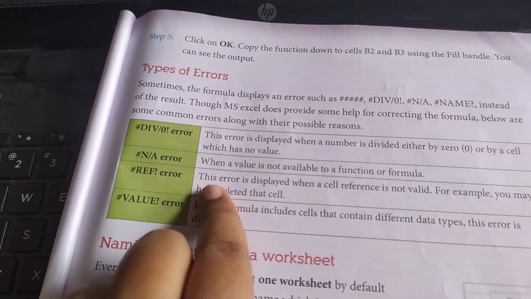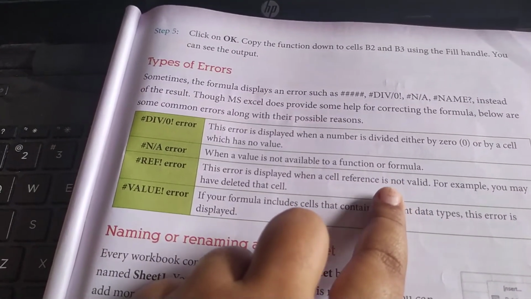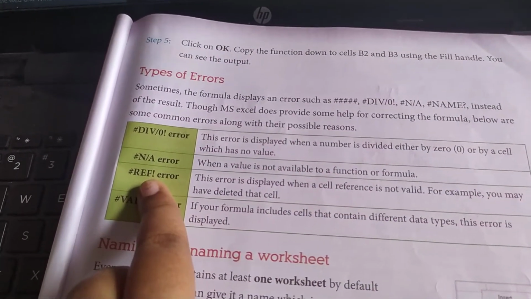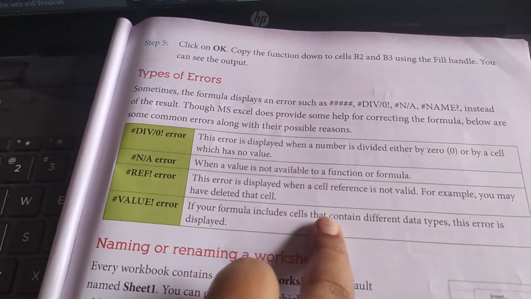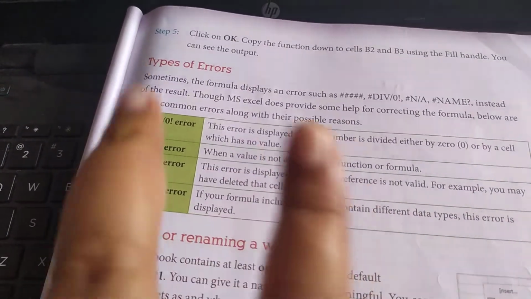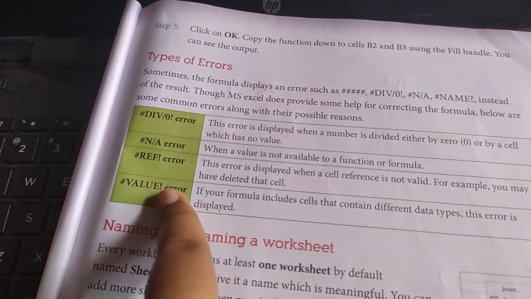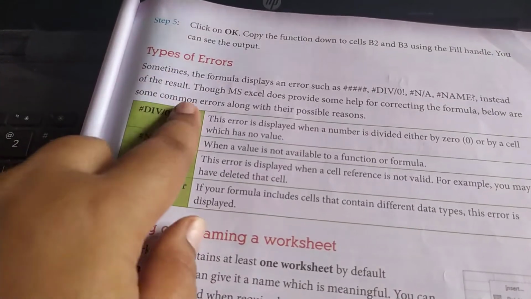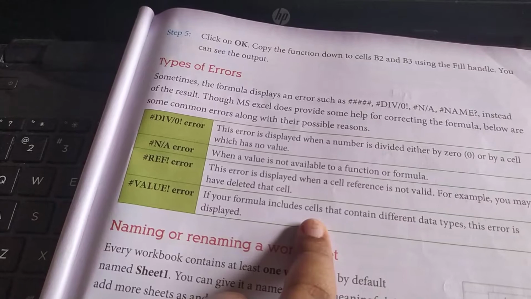Ref error, this error is displayed when a cell reference is not valid. Whenever the cell referencing is not done properly, that time ref error is shown. Value error, if your formula includes cell that contains different data type, this error is displayed. That means when two different data type are used in the same formula, that time this error value is shown. Please learn the names of these errors, 4 errors, along with the explanation.